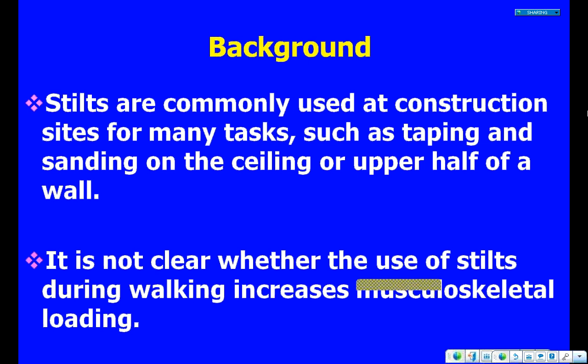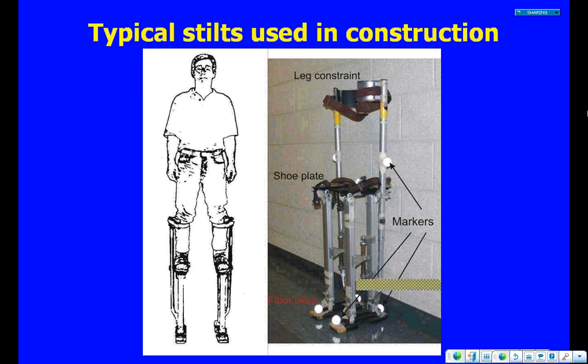These are the stilts typically. The right side shows typical stilts used on construction sites. The stilts are usually constructed with aluminum. The bottom is a foot plate that contacts the ground. The marks here are used for testing. We put three marks on the stilts, and with three marks we can determine the location and orientation of the stilts during the work. Then the person sits on the foot plate like here, and there are several straps to hold the foot in place.